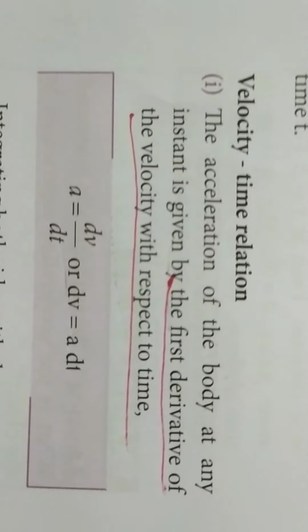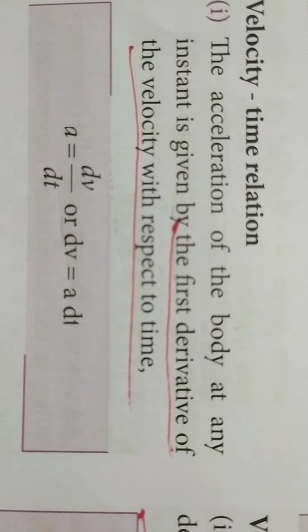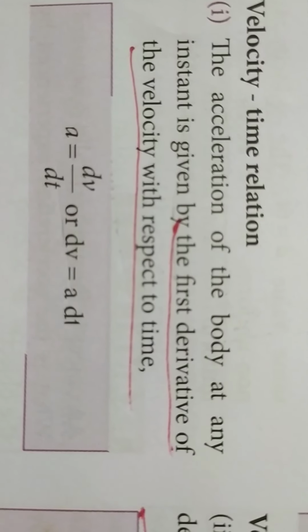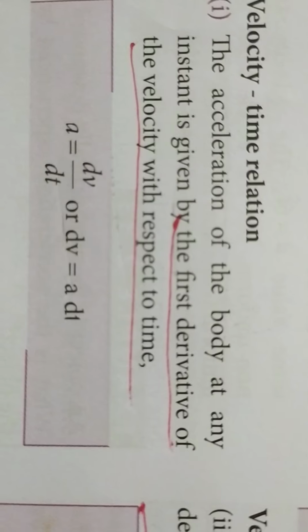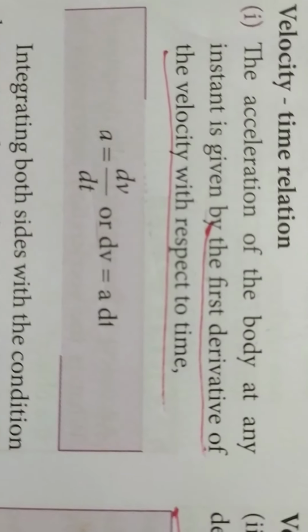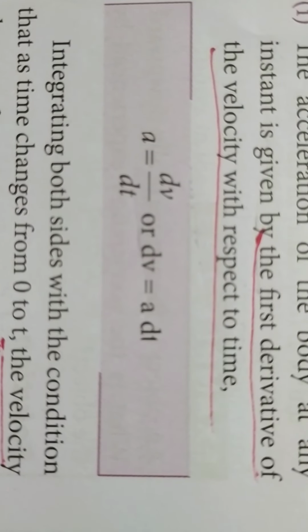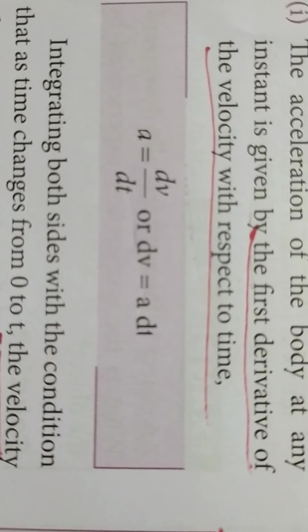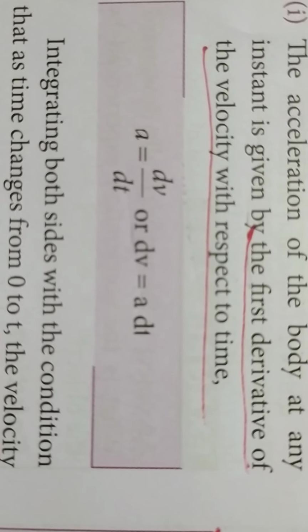The first one is the velocity time relation, and you know acceleration is defined as the first derivative of the velocity with respect to time. First derivative means differentiation, the first time we are doing it. So here a is equal to dv by dt, because acceleration is the rate of change of velocity. So dv is equal to a dt.